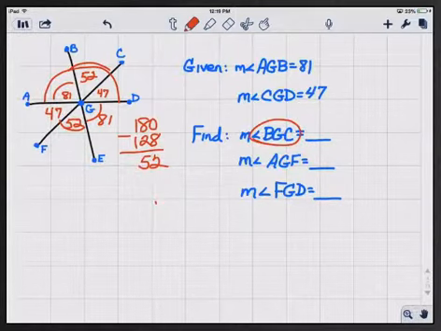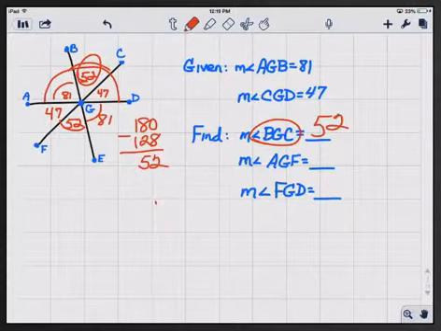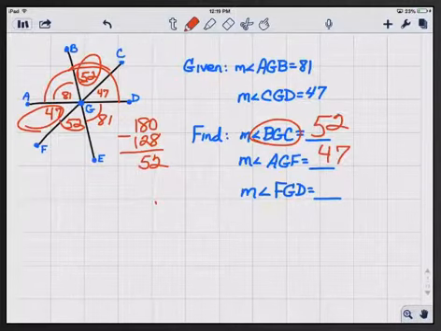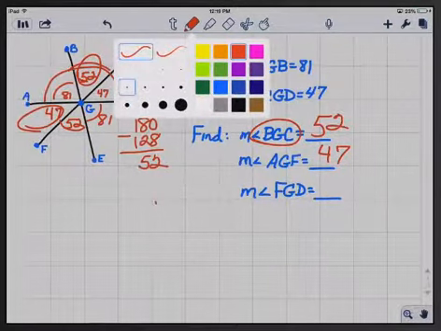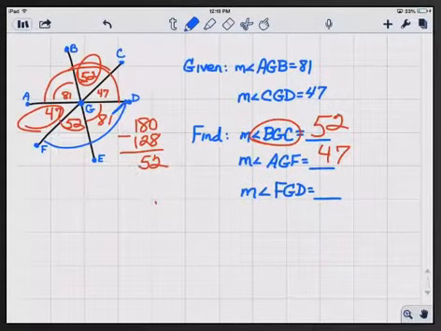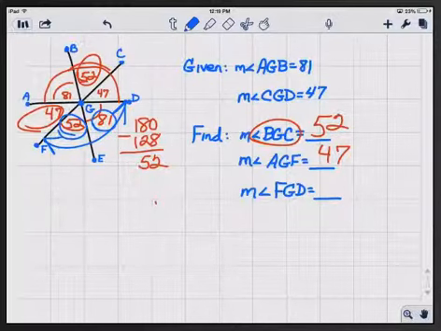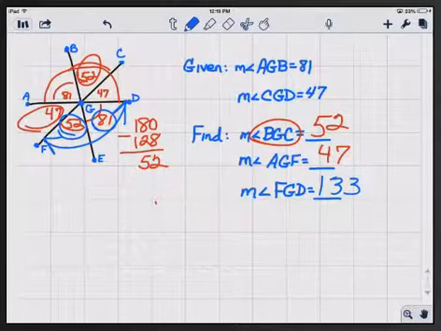BGC is this 52. AGF is this 47. And angle FGD, this angle right here. Let's get a different color. And the angle with the blue arc being drawn across it is simply equal to 52 plus 81, which is 133. Hope that helps, and we'll continue in a minute.